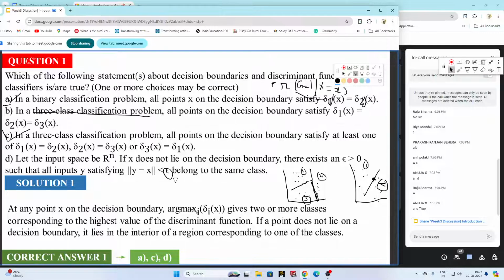If a point does not lie on the decision boundary, it lies in the interior region corresponding to one of the classes. That is what it is telling here: if a point does not lie on a decision boundary, then it will be in one class. So that is why option D is also correct. Your correct answer is A, C, and D.